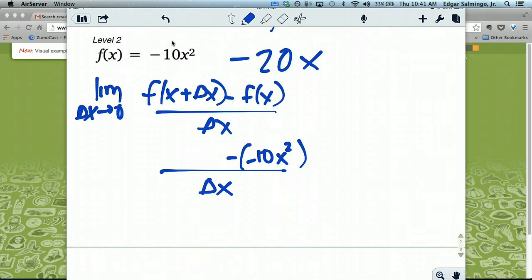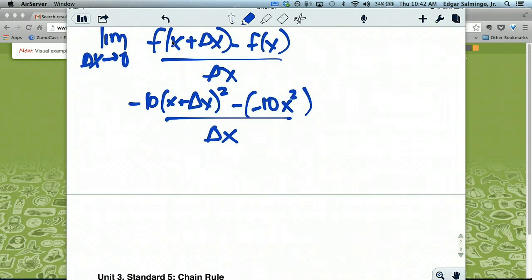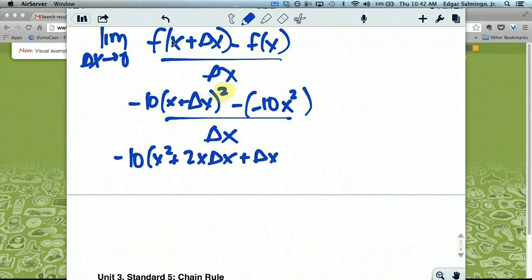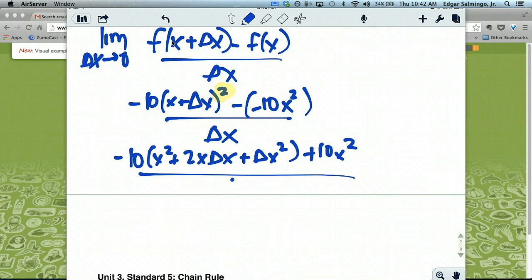The first part, again, you're going to plug in x plus delta x into the function. So I'm going to say negative 10 times x plus delta x squared. Instead of just negative 10x squared, it's negative 10 times x plus delta x squared. Now, you'll see that things don't cancel out yet. You'll notice that I have a square here, which means I'm going to have to FOIL. I'm going to get a negative 10 times x squared plus 2x delta x plus delta x squared, plus 10x squared, over delta x.